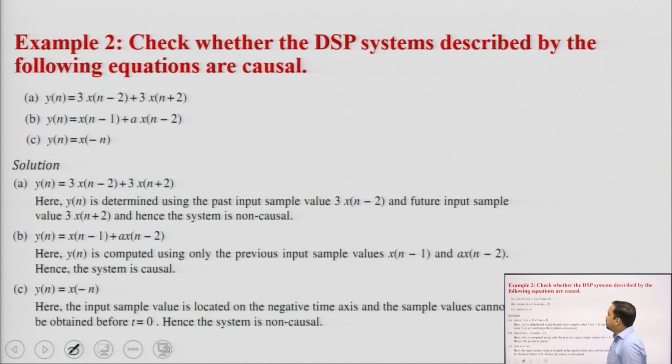Now, we have a next question. We need to check whether the system described by the following equation is causal or not. So, we have 2-3 cases. These cases are quite easy.